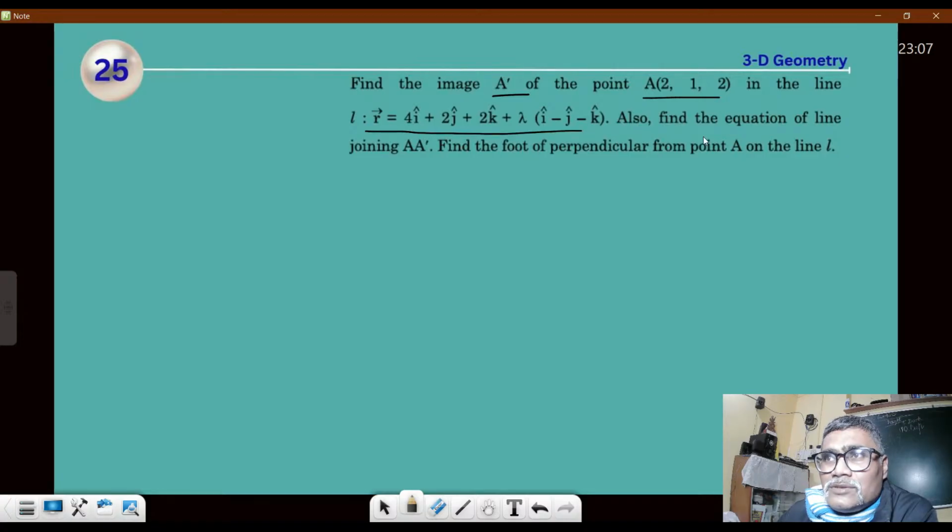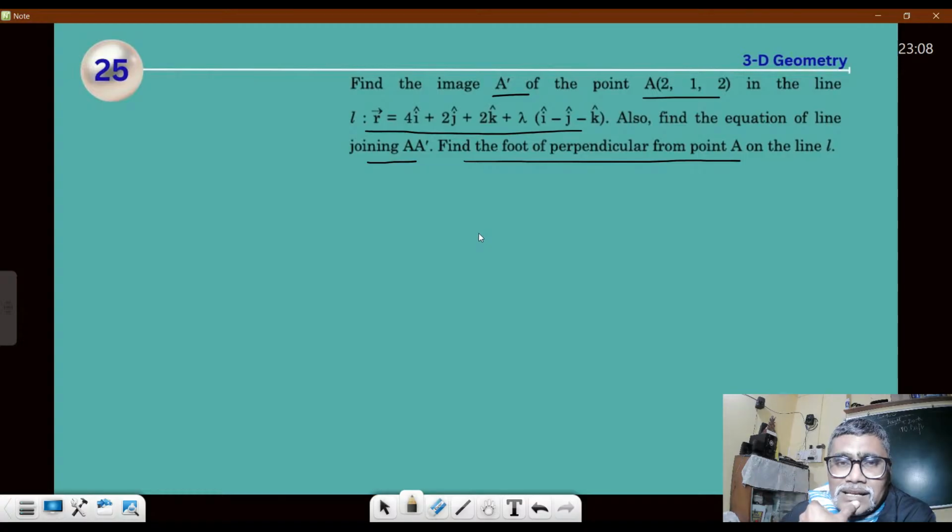Also find the equation of the line joining A dash. Find the foot of the perpendicular from the point A on the line L. So this is again a repeat question. I already did this. You have to find the image of this point on this line, that is known as A dash. Once you get A dash, you find the equation of A dash.